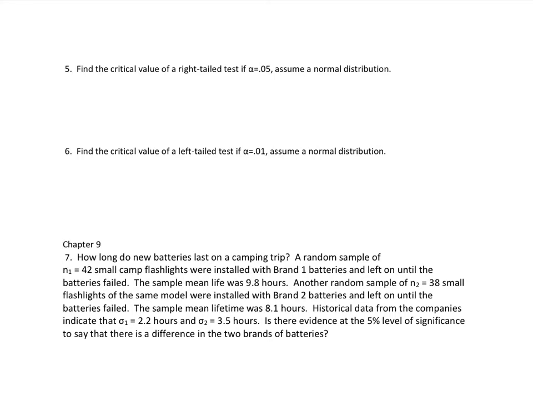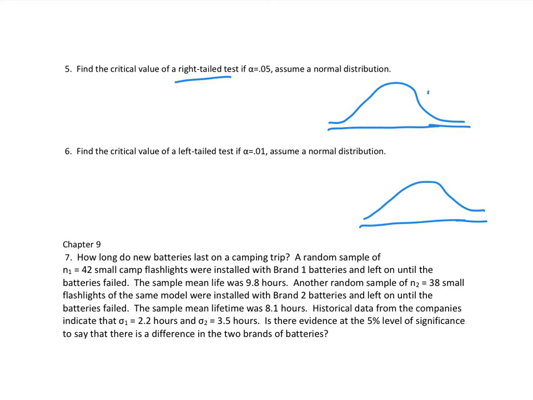Five and 6, more normal distributions again. I know, they're sad. Find the critical value of a right tail test. This is the right tail if alpha is 0.05. Alpha tells me how much is in the tail. Now I need to know the z-score for 5% in the right tail, which means when I inverse norm, I'm supposed to inverse norm the amount of the curve that's to the left of the z-score, which in this case is 0.95.